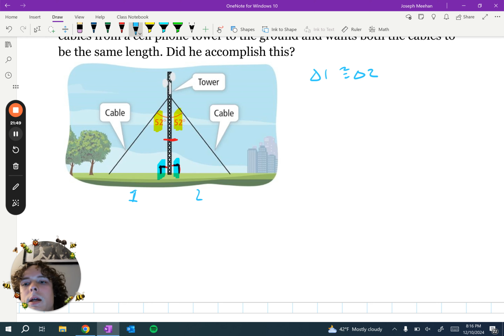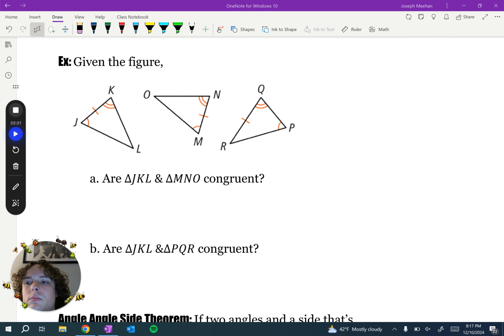And since that's true, we can say, let's say cable 1 and cable 2. Cable 1 is congruent to cable 2 because of corresponding parts of congruent triangles are congruent. So since those cables, right, are just sides of the triangle, really. Since those cables are corresponding parts of congruent triangles, then they are congruent. It's in the name. We have two congruent triangles. We have corresponding parts, so those corresponding parts are congruent. All right, so here's some examples.